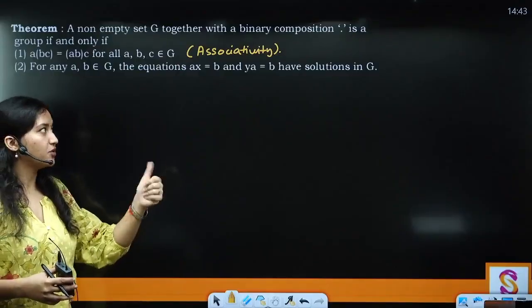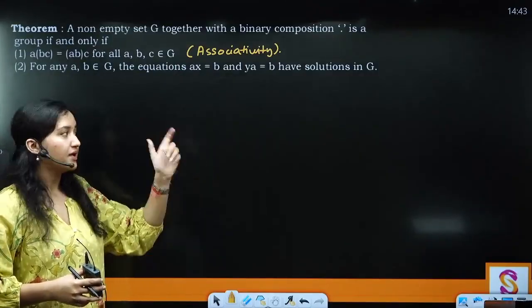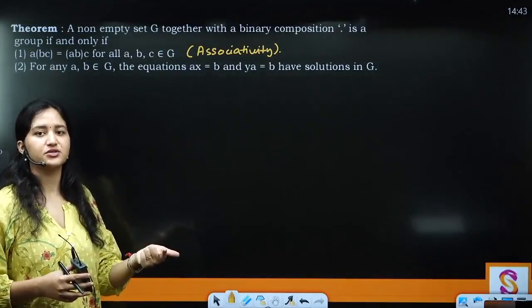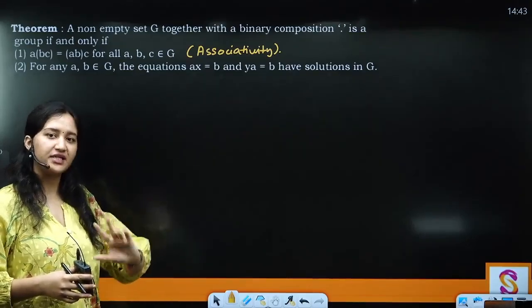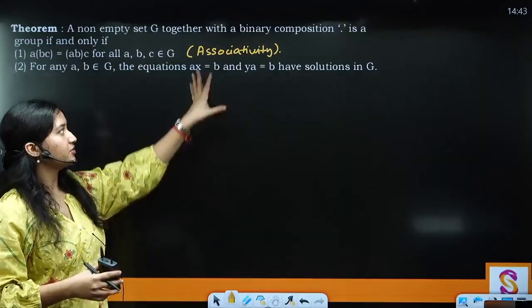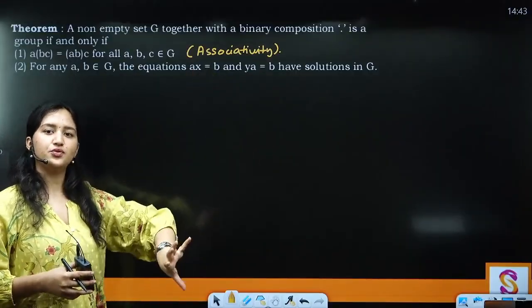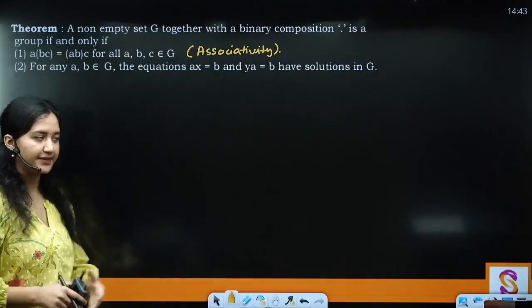So now look, you have associativity, you have closure. Now what are you supposed to prove? You are just supposed to prove the existence of identity and the existence of inverse for each of the elements. So what can you say? If these two conditions hold and you are able to prove that there is an inverse and identity, then it is going to form a group, right?